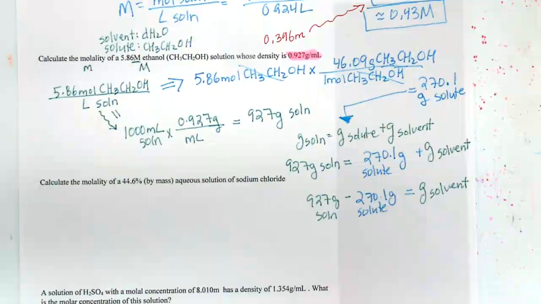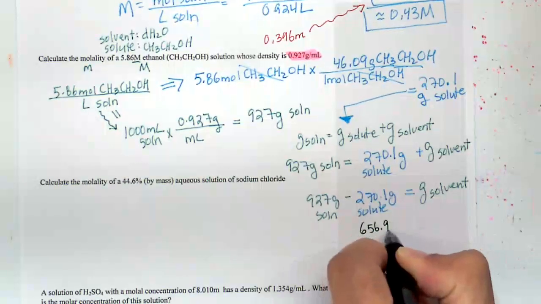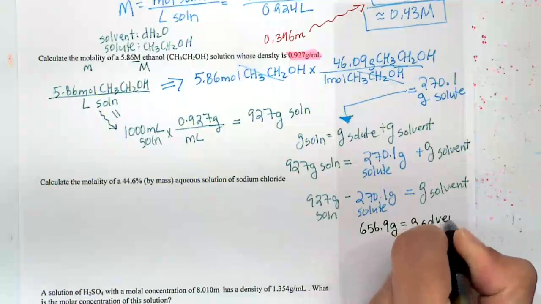Okay. So 927 minus 270.1, I'll do that on my calculator really quickly here. 927 minus 270.1, what do you guys get? I'm getting about 656.9. Let's put that in a different color here. Okay, 656.9 grams equals the grams of solvent.